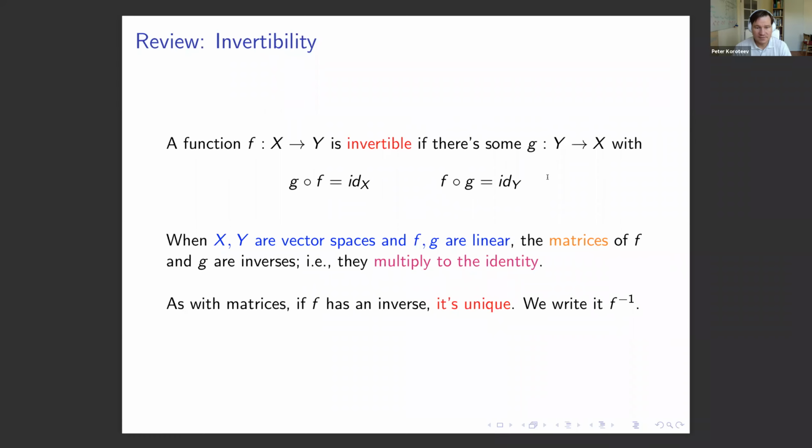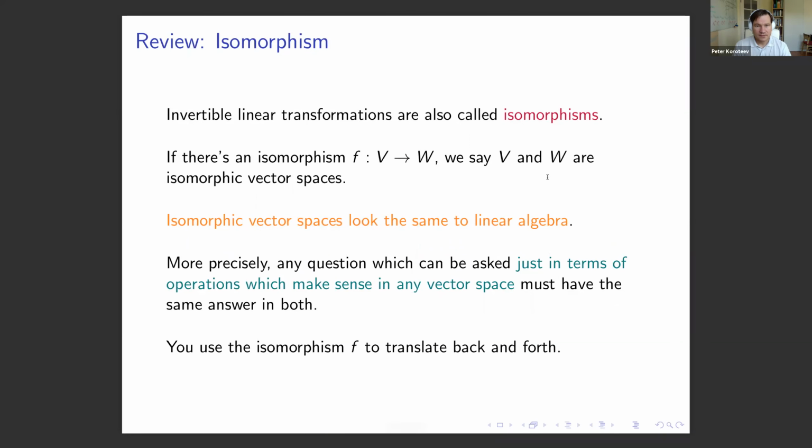As with matrices, if f has an inverse, it's unique, and we write it as f minus 1. Invertible linear transformations are also called isomorphisms. If there is an isomorphism f between V and W, we say that V and W are isomorphic vector spaces. It's a powerful statement because isomorphic vector spaces look the same to linear algebra. It can be space R3 or the space of polynomials of degree at most 2. They are isomorphic once you define the operations properly.